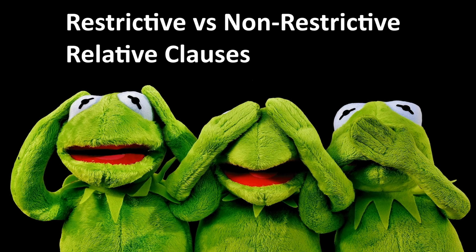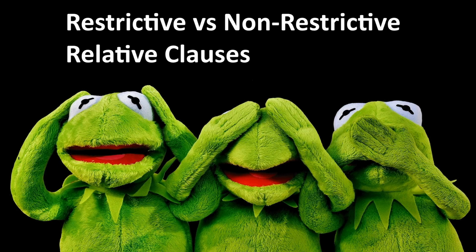Restrictive relative clauses are also known as defining relative clauses. This is because they define the subject or object, by which I mean they carry essential information about the subject or object, without which the main clause would be incomplete, would have a different meaning, or wouldn't make sense at all.